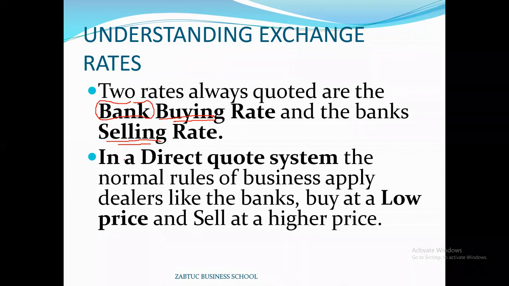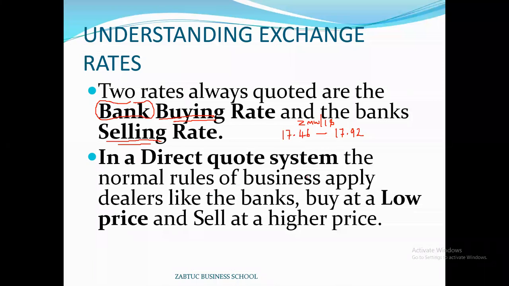Now, here's a nice story. In a direct quotation system, the normal rules of business apply. So, for instance, in Zambia, today we had something like 17.46 to 17.92 Zambian kwachas on a single USD. Now, the story is this. One of these rates, the bank will use when they are buying from a customer, and the other one when they are selling. So which one is the bank's buying rate? Which one is the bank's selling rate between these two?